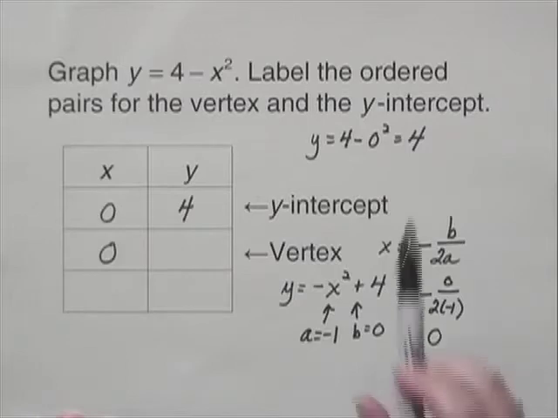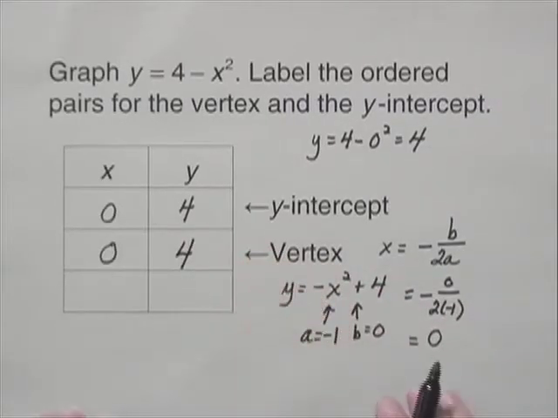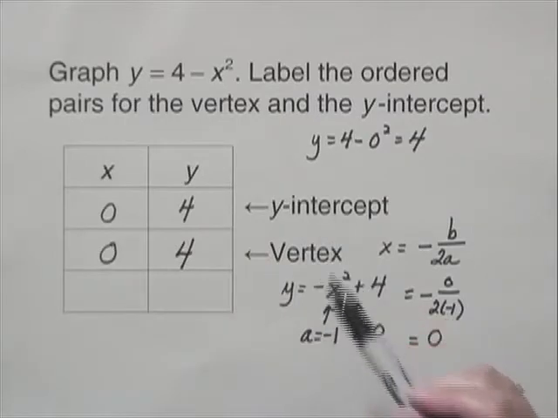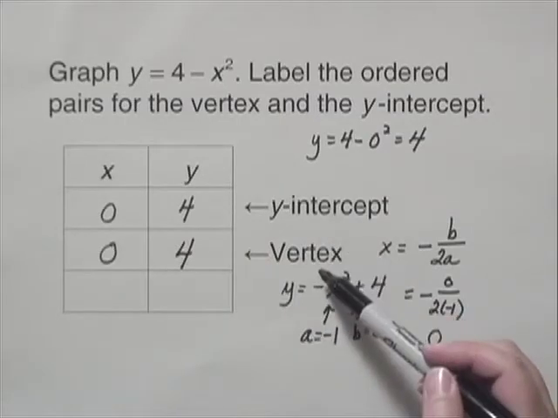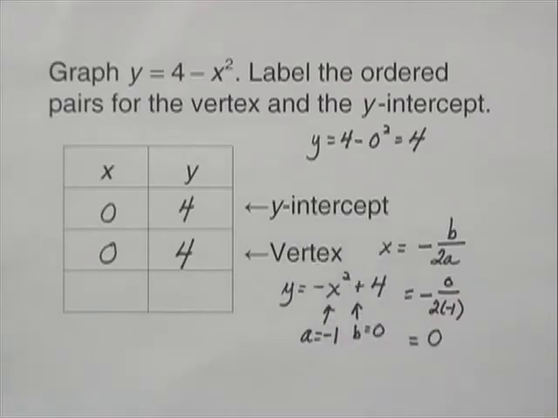And when x is 0, y is 4 minus 0 squared, or 4. Now this is unusual. This happens sometimes. These are not always the same. But in this case, the y-intercept and the vertex are the same point. Now that gives us 1 point for the parabola, or the graph, which is going to be a parabola.